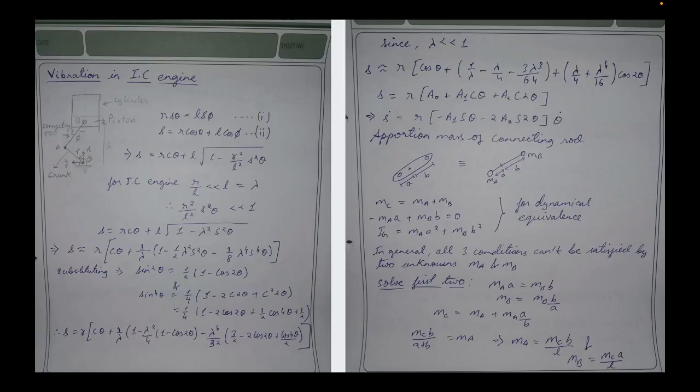As lambda is very much less than 1, S can be written in a similar fashion, and by substituting A0, A1 and A2, S is written like this. So the velocity of the piston can be derived by differentiating it. It comes out to be r into (−A1 sin θ − 2A2 sin 2θ) into θ dot.